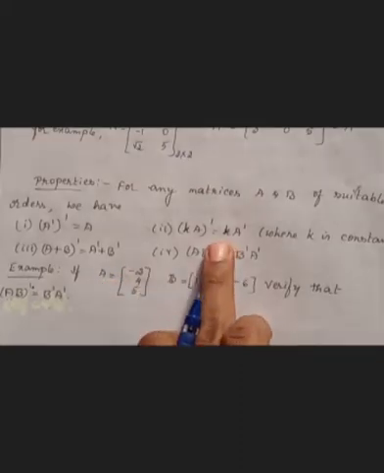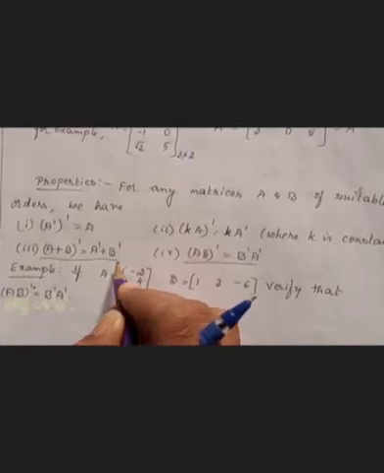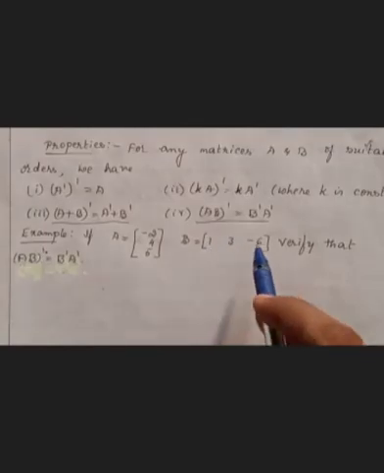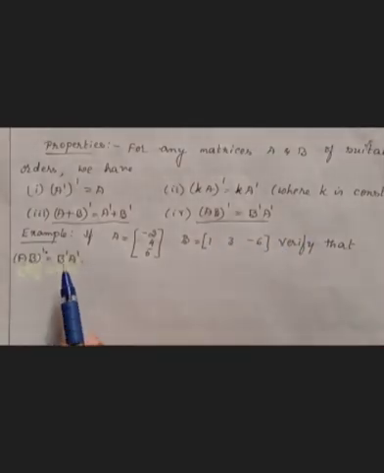(AB)' is B' into A'. Remember this. (AB)' is B' into A'. (A + B)' is A' + B'. Order is important here. Let's take one example. If A is the matrix [-2, 4, 5] and B is [1, 3, -6], verify that (AB)' is equal to B' into A'. Dash means transpose.